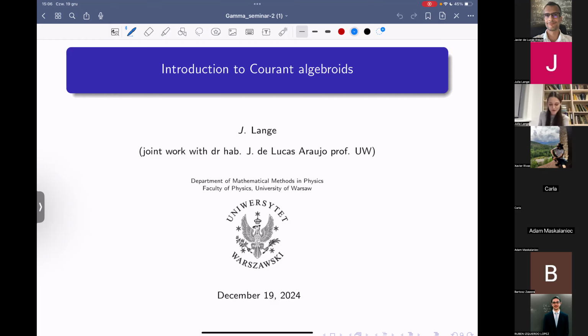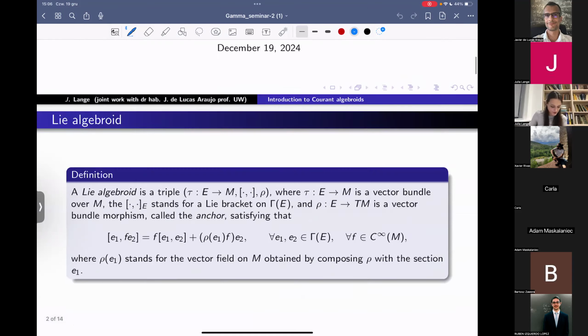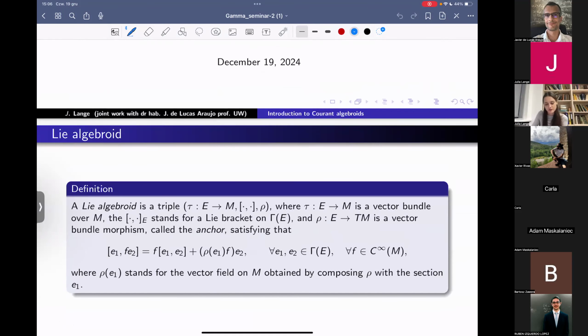Thanks for introducing me. As the title says, I'm going to introduce you to some structures. The main focus is Courant algebroids, along with Dirac structures, which are very closely related to these. It's not going to be anything groundbreaking, but I'm just going to get you familiar with these structures. So treat this like a lecture to get to know different mathematical structures.